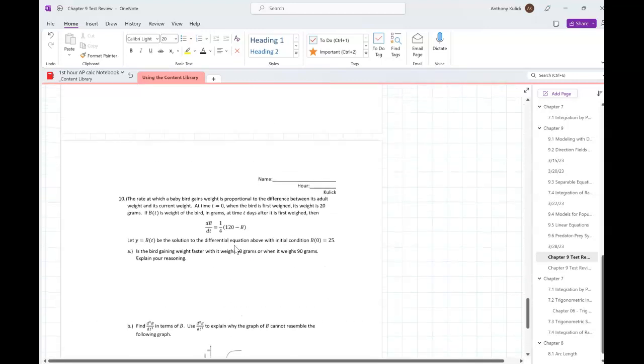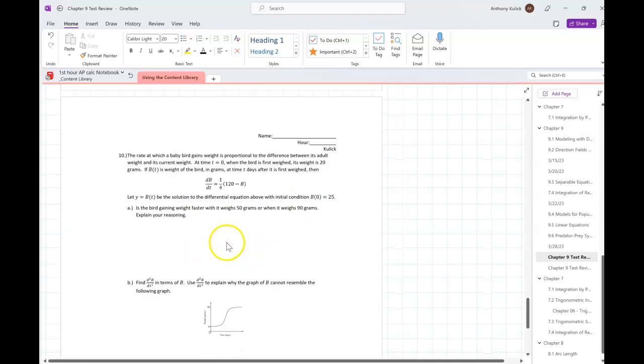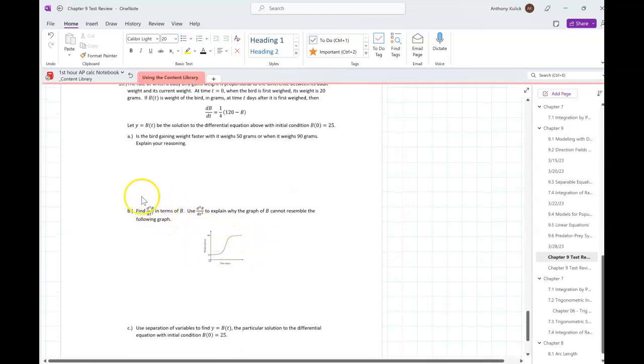And then our last question is again, you're given a differential equation, it has a story problem setting. And then we ask you some questions about this. So like, which one is the thing happening faster, whatever the context is. Here you're asked to find the second derivative and then explain why the graph that's given cannot be a graph of the solution.